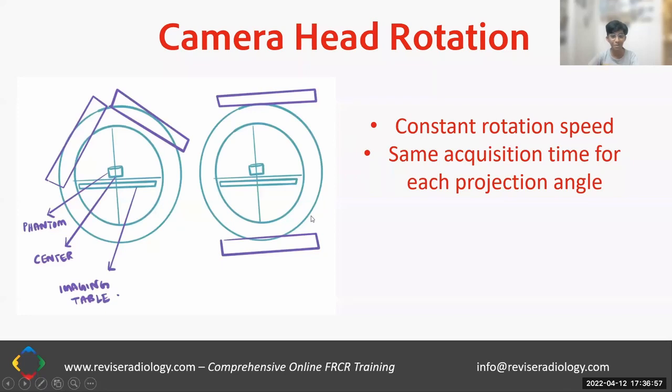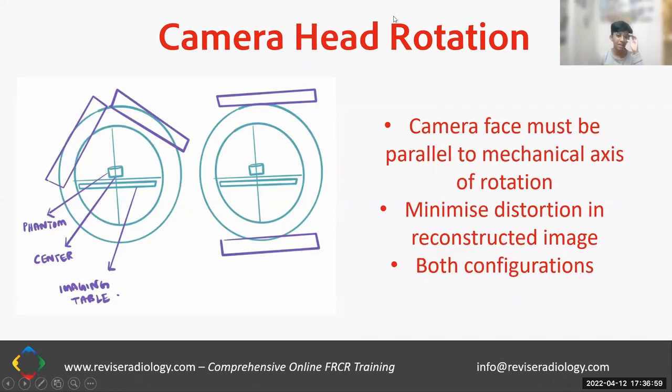Just picture a line coming from the camera head. So a few other important things relating to the camera head itself. The face of the camera should be parallel to the mechanical axis of rotation, and this is so that you minimize distortions in the reconstructed image.